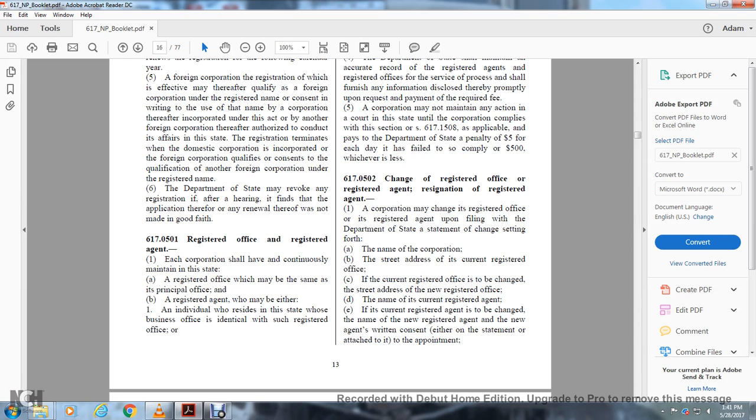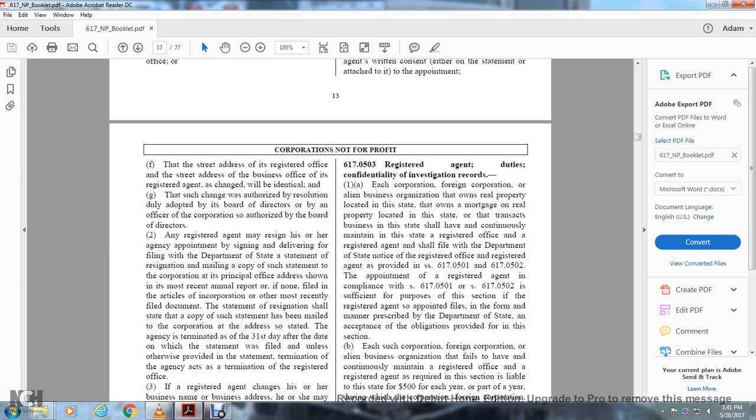the name of the current registered agent, the current registered agent to be changed, the name of the new registered agent, and the new agent's written consent, either on the same document or attached to it, to the appointment. The street address of the registered office and the street address of the business office of the registered agent, as changed, will be identical. Such change was authorized by resolution duly adopted by the board of directors, or by an officer of the corporation authorized by the board of directors.